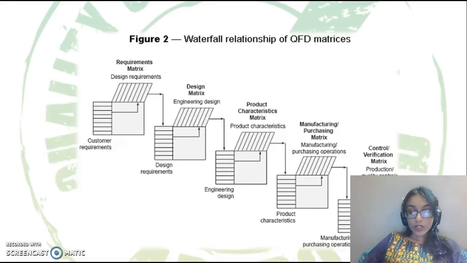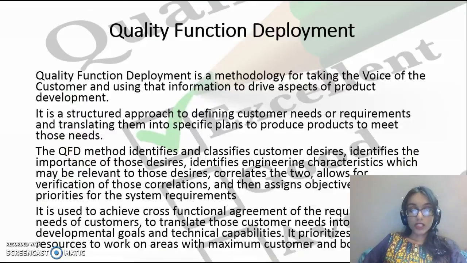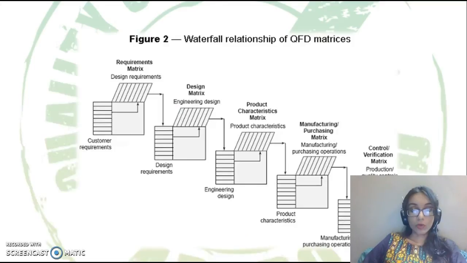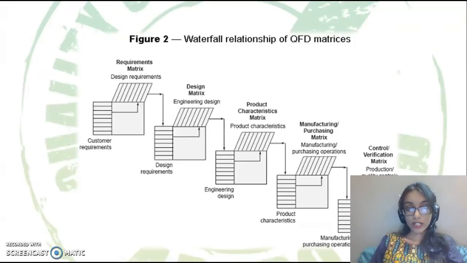There are several matrices which are used in the quality function deployment procedure. These are your requirement matrix, design matrix, product characteristic matrix, manufacturing or purchasing matrix, and control verification matrix. Each of these matrices is used in different steps of your process of developing any product. The first two matrices are related to your planning. So these are your requirement matrix and the design matrix.